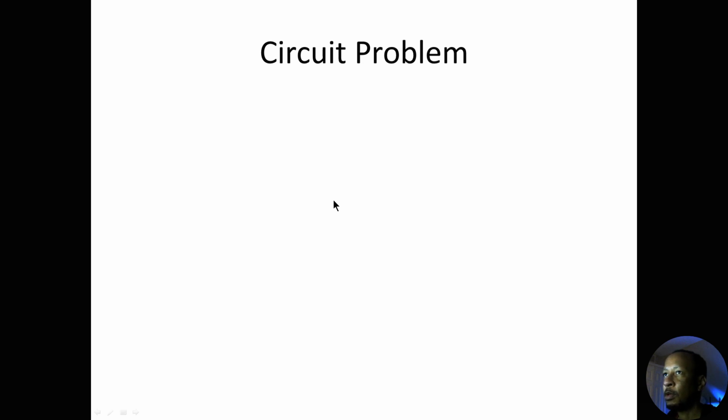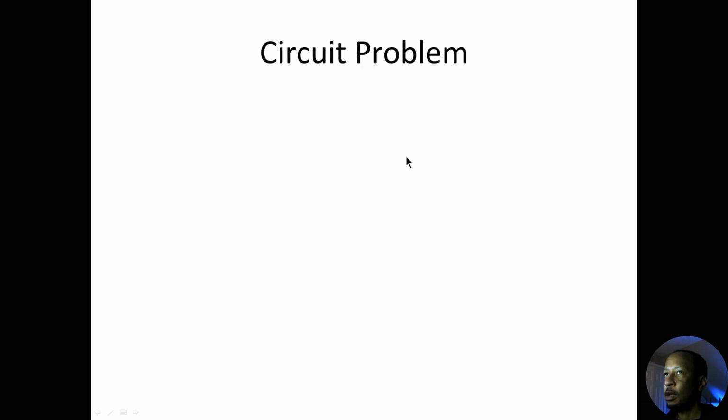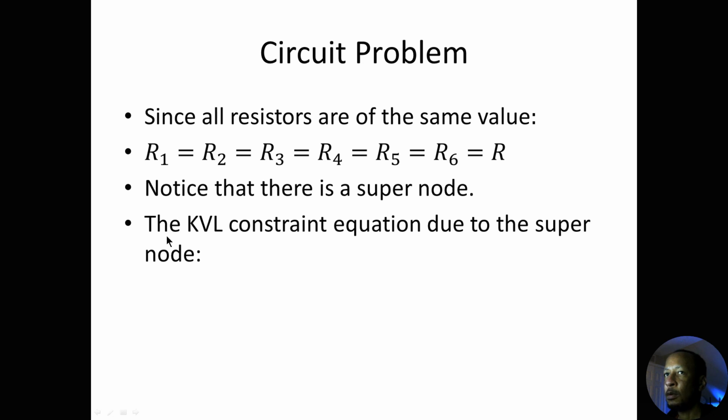The supernode is right here from V1 to V3. You can see a supernode right there. So noticing that you have a supernode, the KVL constraint equation due to that supernode is V1 minus V3 equals Vs. Okay, so for our equation number 1, we have V1 equals Vs plus V3.